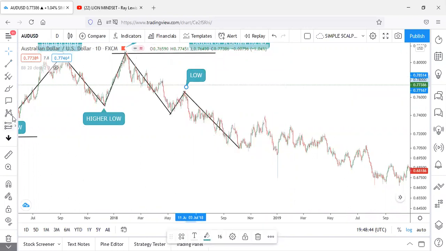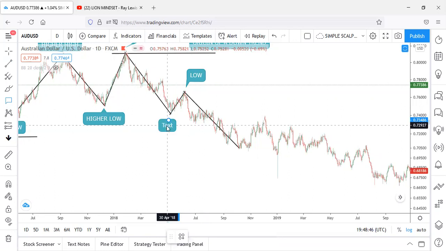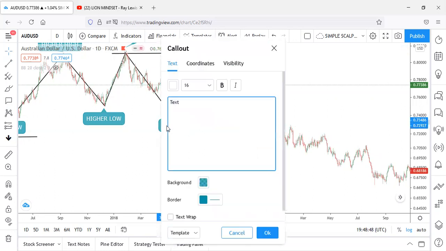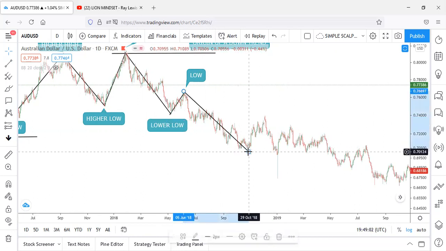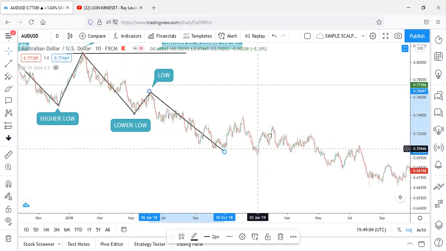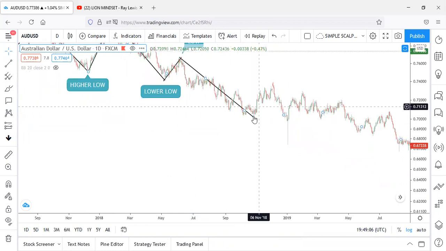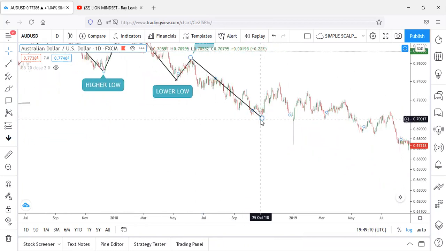So this area right here is known as low. Then this one right here is lower low. We cannot say this is the low right here because we are yet to see a pullback. Until you see another pullback, that is when you can consider this area a lower low.